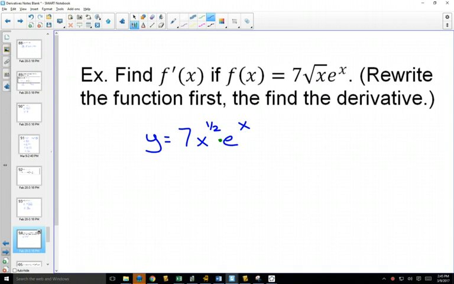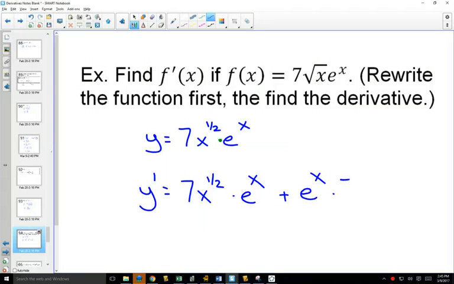So what does your product rule say? Keep one of them the same, multiplied by the derivative of the second one, which is just e to the x, plus keep the second one the same, multiply by the derivative of the first one, so that half comes out in front, subtract 1 from the exponent, and we have our derivative.